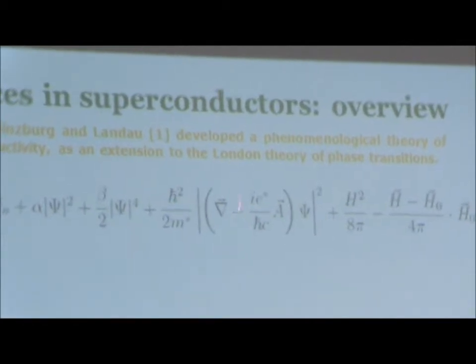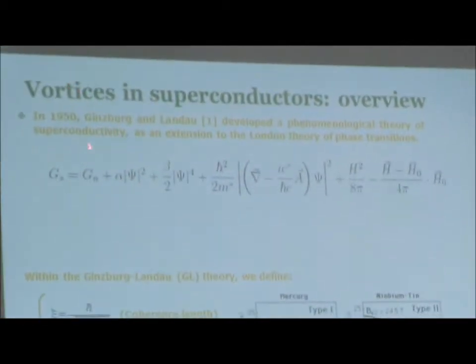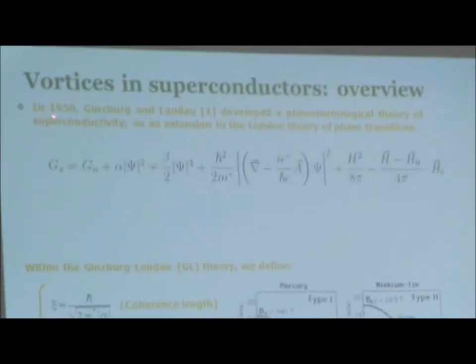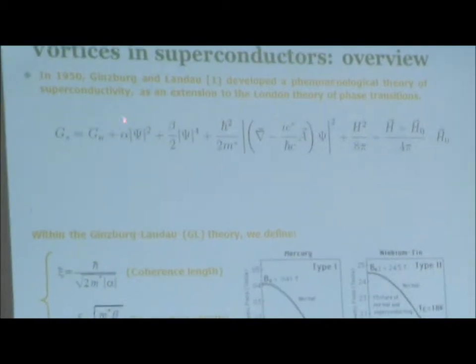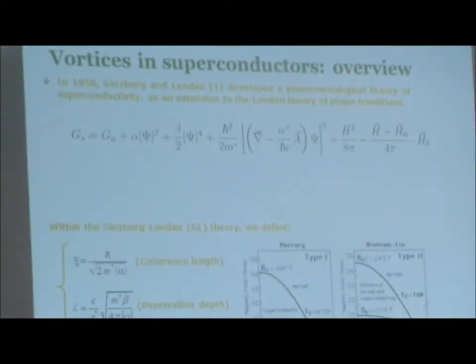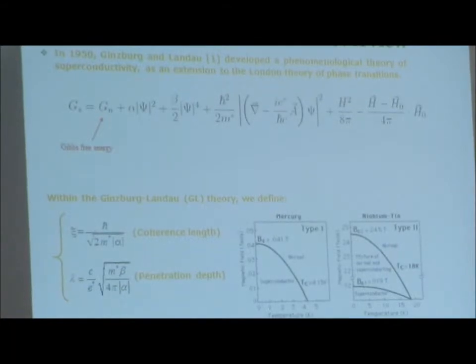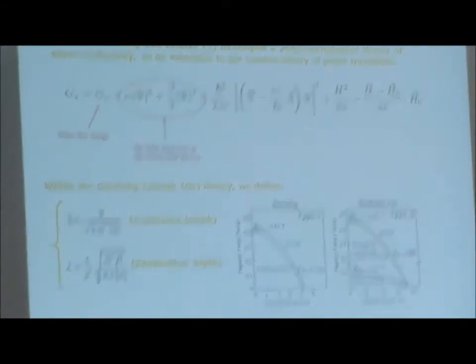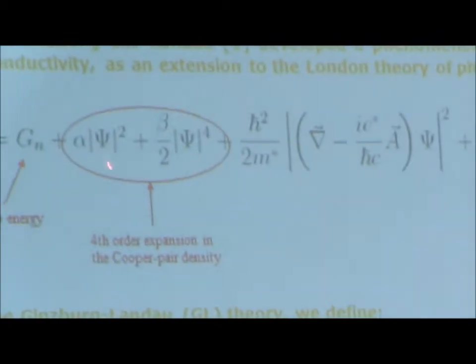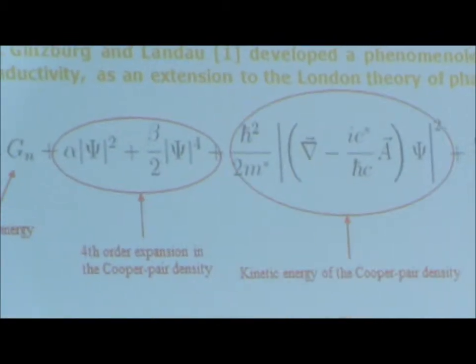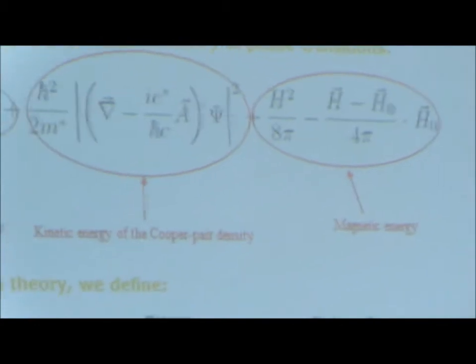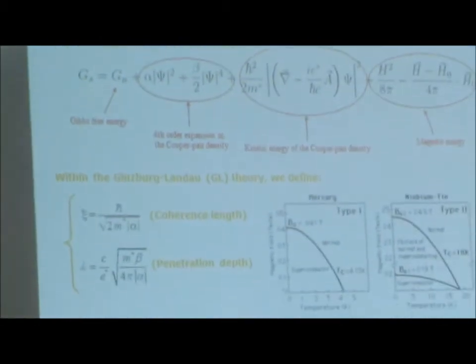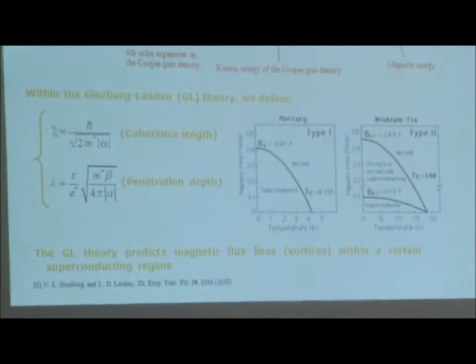First, there is this theory of Ginzburg and Landau from the 50s, a phenomenological theory of superconductivity, and these are some terms that appear in the equation. This is the Gibbs free energy. This is a fourth order expansion in Cooper pair density. You know this very well, I suppose. This is the kinetic energy of the Cooper pair density. This is the magnetic field energy. And with this, you can construct a functional of this psi and of the vector potential.